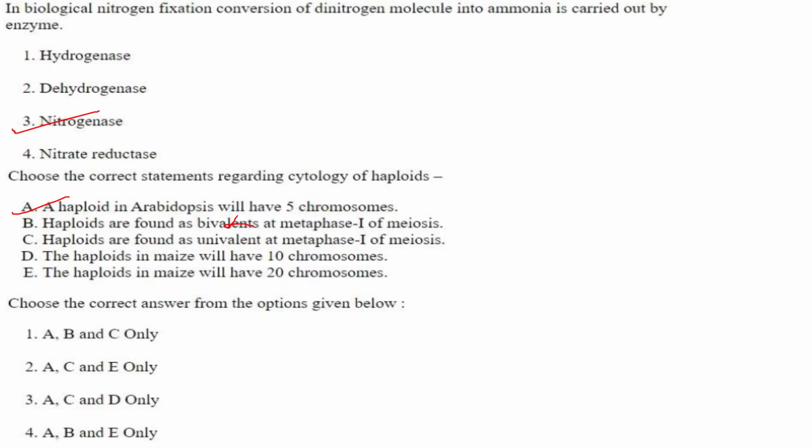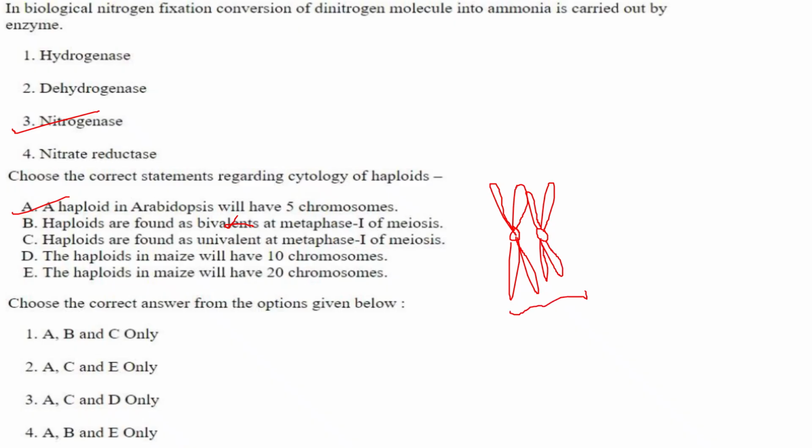How can that be? Bivalent means, my chromosome diagram is very bad, but still I will try. See here, bivalent means this is your paternal chromosome and this is your maternal chromosome. They come together during the zygotene stage of prophase 1 of meiosis to form bivalents.